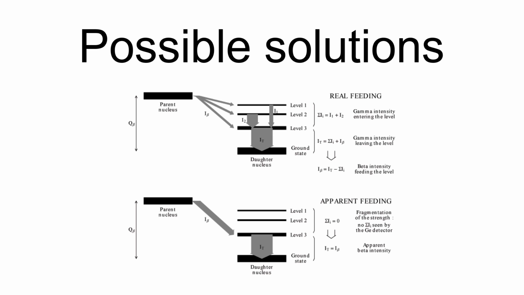The calculation of the beta feeding, I beta, is important for different applications, like the calculation of the residual heat in nuclear reactors or nuclear structure studies.